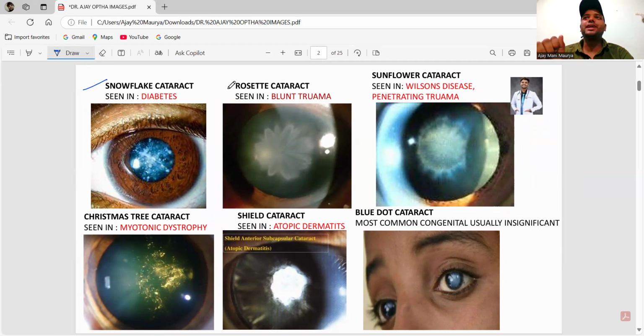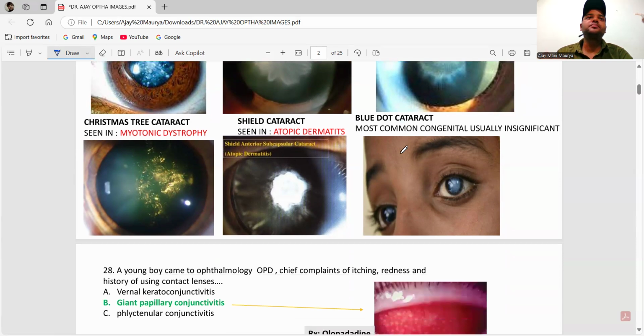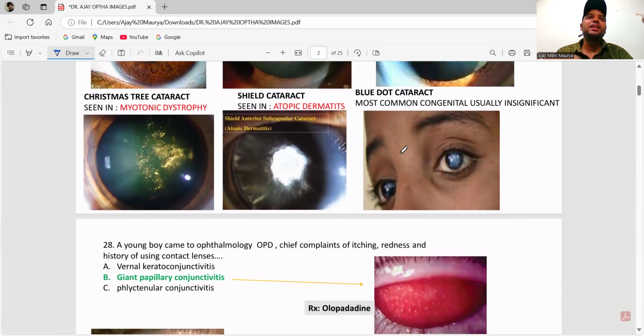Next is the rosette cataract, seen in blunt trauma. Next is the sunflower cataract, seen in Wilson disease and penetrating trauma. Next one is the Christmas tree cataract, seen in myotonic dystrophy.